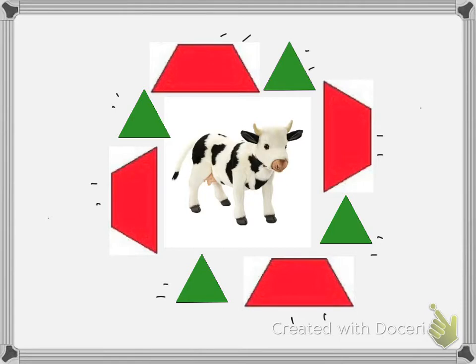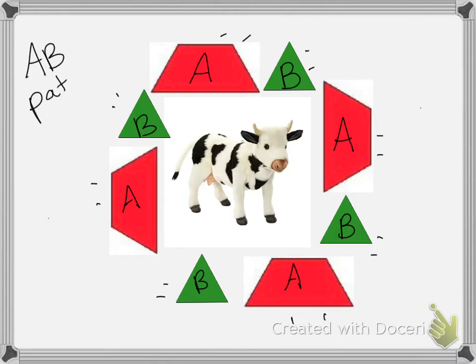So we can read the pattern in another way. We can use letters. We use a different letter for each type of block. I'm going to make my red trapezoid A and my green triangle B. So this red trapezoid would be A, and this would be B, A, B, A, B. We call this an A-B pattern because I use 2 blocks and I alternate them every time. I go A, B, A, B, A, B.